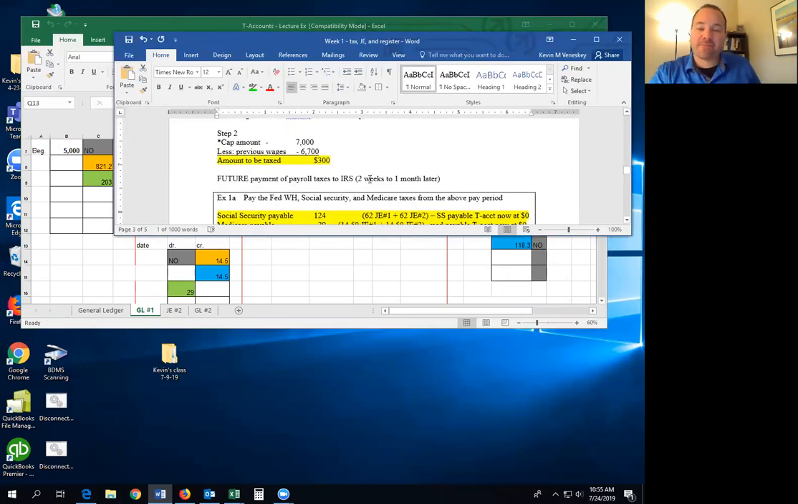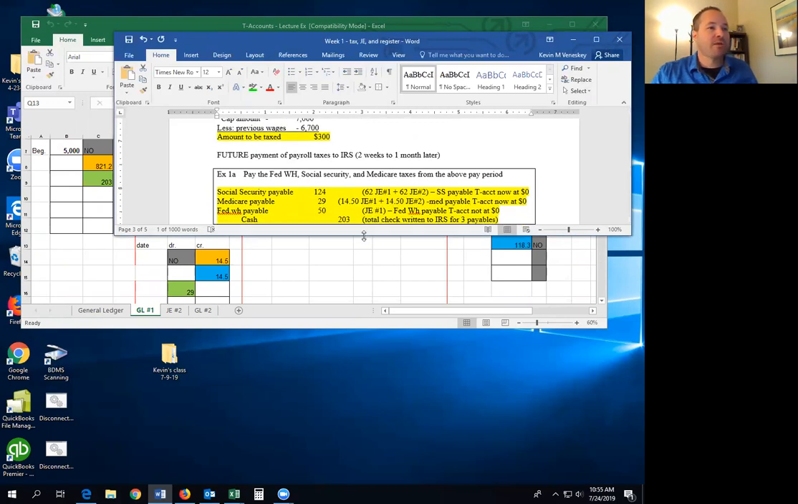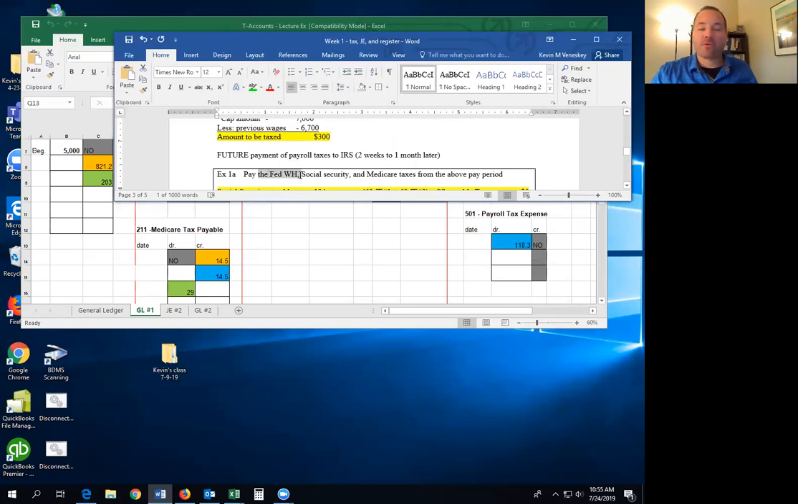Now, the final step that I want us to know how to do right away is when it comes time to pay our bill to the IRS. We pay certain taxes at certain times, and we'll get into that later on in the semester. But for right now, let's assume that I'm ready to pay off my federal withholdings, Social Security, and Medicare. I'm ready to pay these. So I need to look back to my T account at this point. I got to see how much do I owe to these 3 taxes.